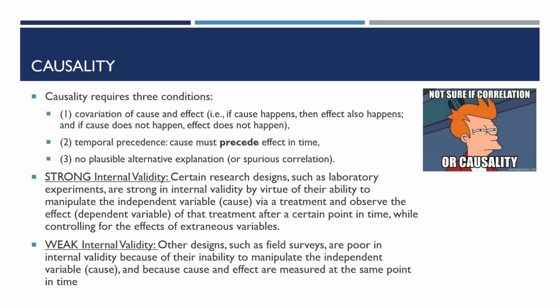So causality requires three unique conditions. One, we have a covariation of cause and effect, meaning if the cause happens, the effect also happens. If the cause doesn't happen, the effect does not happen. So it can't just be a contributing factor. We're talking about a direct causal relationship, a root cause. We need temporal precedence. The cause has to precede the effect. So A happens, then B happens. If B happened before A, A is not the cause of B, right? We have to think about temporality, or the timing of this.